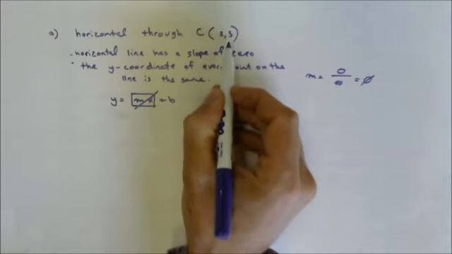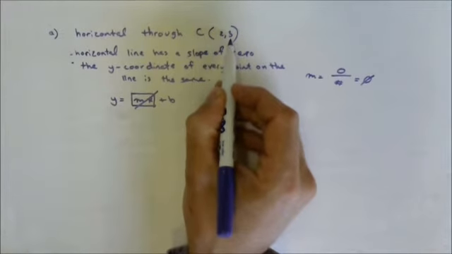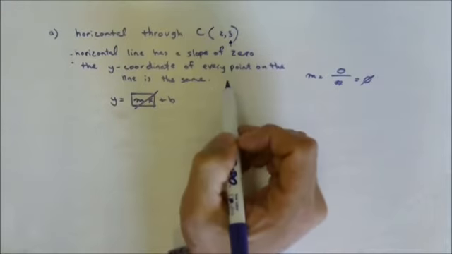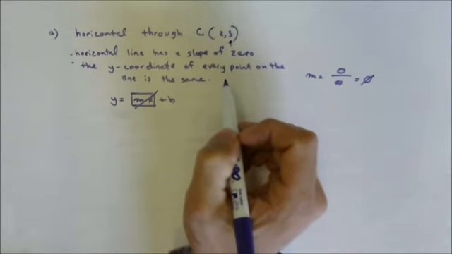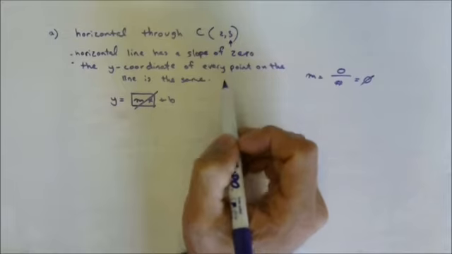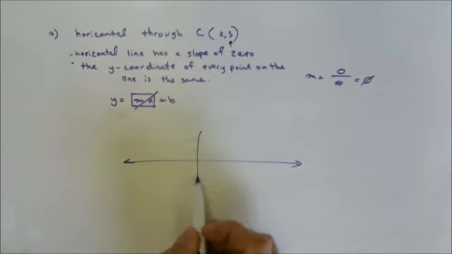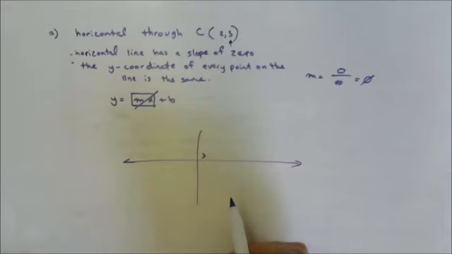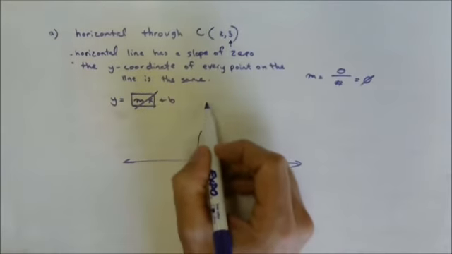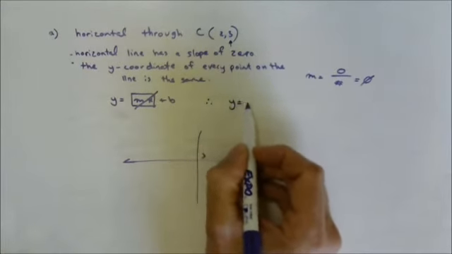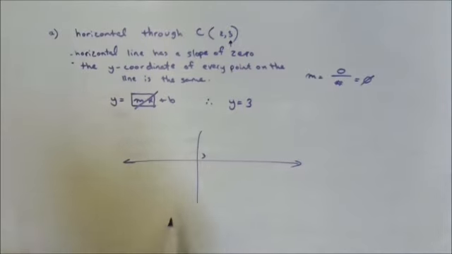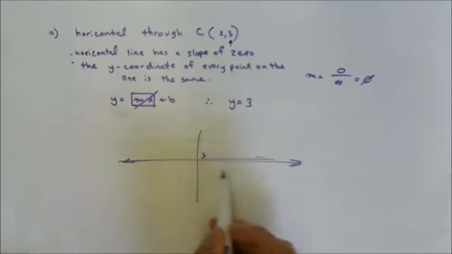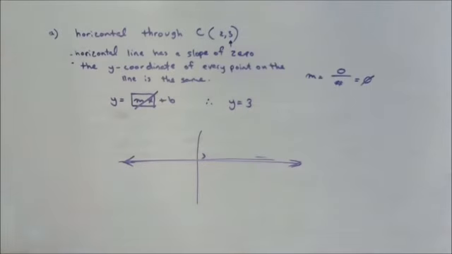So if it goes through 2, 3, and the y-coordinate is 3, then what's the y-intercept going to be? 3. It's not going to go up or down or anywhere else. It's just going to go across, and it's going to hit at 3. Okay? So the equation for this line is y equals 3. That's enough information to draw this line where y is always 3.